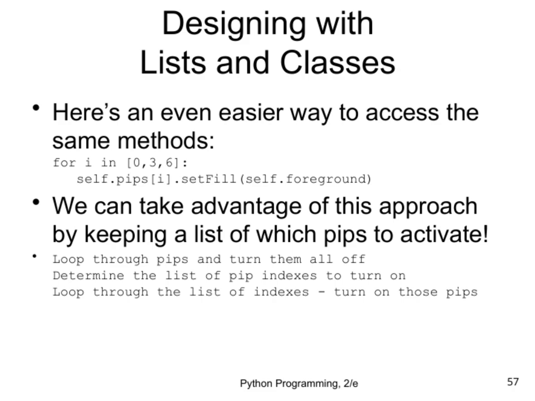This method really highlights the power of using lists and classes in Python. It makes our code more flexible, cleaner, and easier to manage. Overall, it's a great example of designing with lists and classes to make programming more efficient and organized.